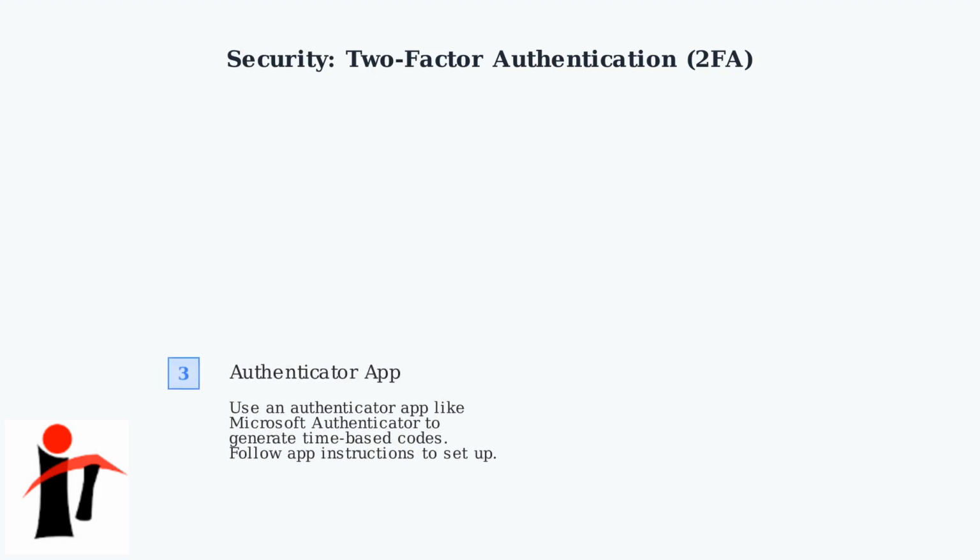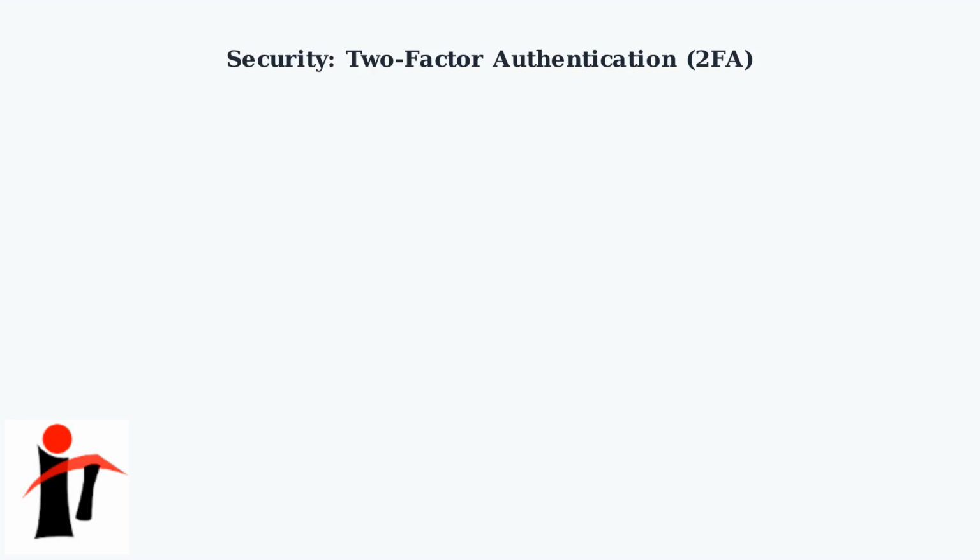Alternatively, you can use an authenticator app. Apps like Microsoft Authenticator generate temporary codes that change every 30 seconds. This is often considered more secure than SMS. Remember to follow the on-screen instructions during setup. Two-factor authentication helps protect your shop and your customers' information from unauthorized access.